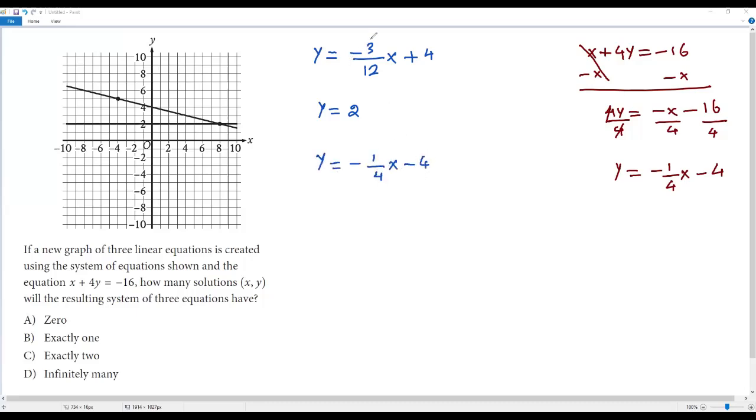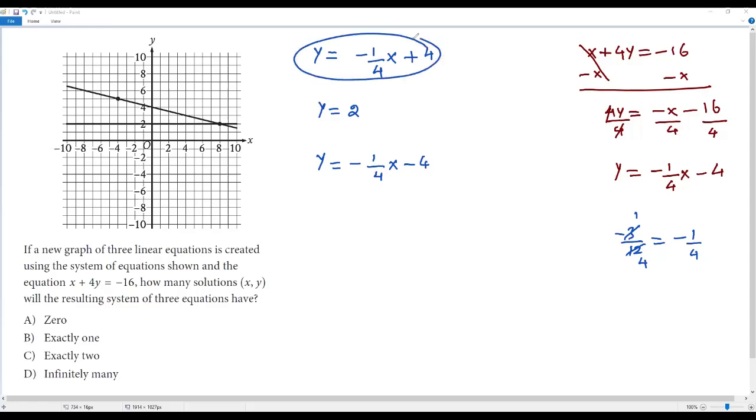And also in the first line, we have the slope negative 3 over 12. I think it can be simplified. Negative 3 over 12: 3 goes into 3 one time, 3 goes into 12 four times. So negative 3 over 12 can be simplified to negative 1/4. So we can replace this negative 3 over 12 by negative 1/4. Okay, let me write over here. Now I have the equations of all the three lines.